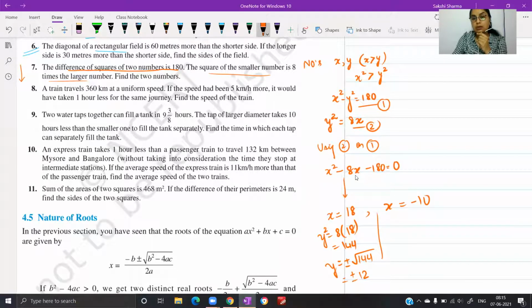This is something you can remember जब भी आप square root लिखते हो किसी भी value का, you could have a positive answer as well as a negative answer. So आपको दोनों values यहाँ पे consider करनी है.